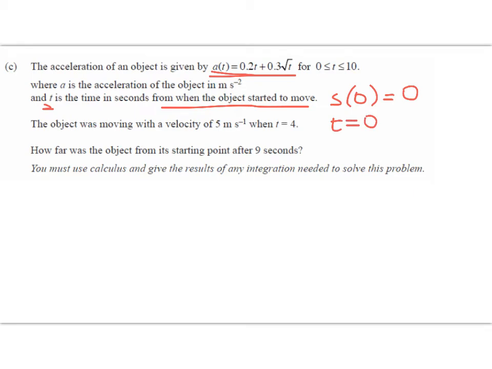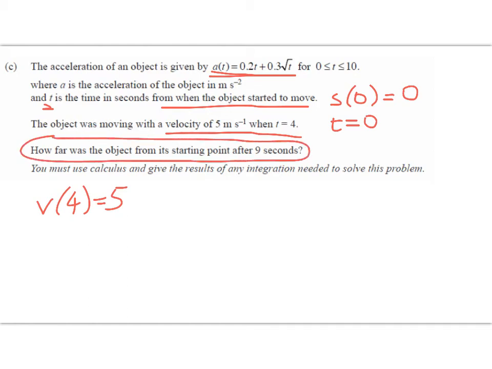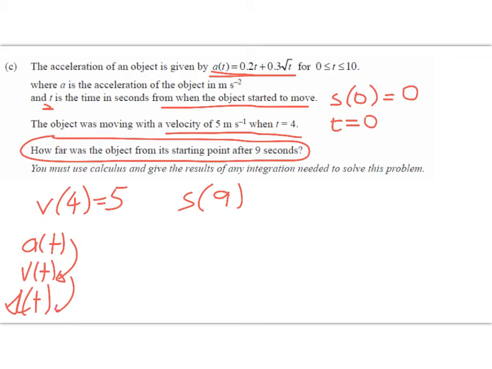And the object was moving with a velocity of 5 when t equals 4. So v of 4 is equal to 5. And we're asked, how far was the object from its starting point after 9 seconds? So we're trying to find s of 9. So remember, we've got acceleration, velocity, and displacement. V of t, s of t, and a of t. All right, and to get from acceleration to velocity, we anti-differentiate.